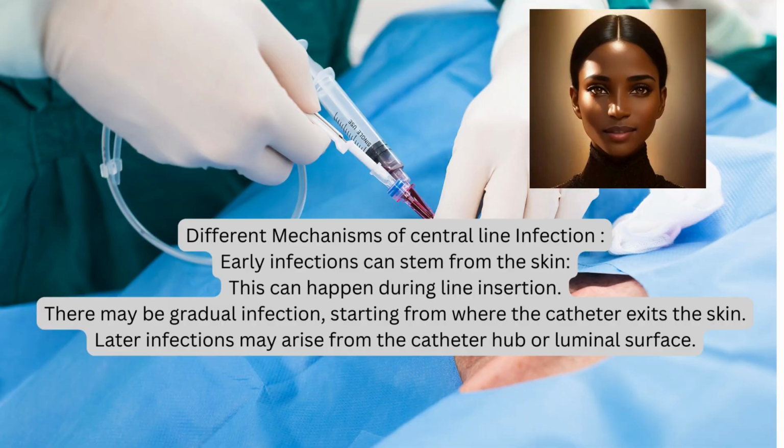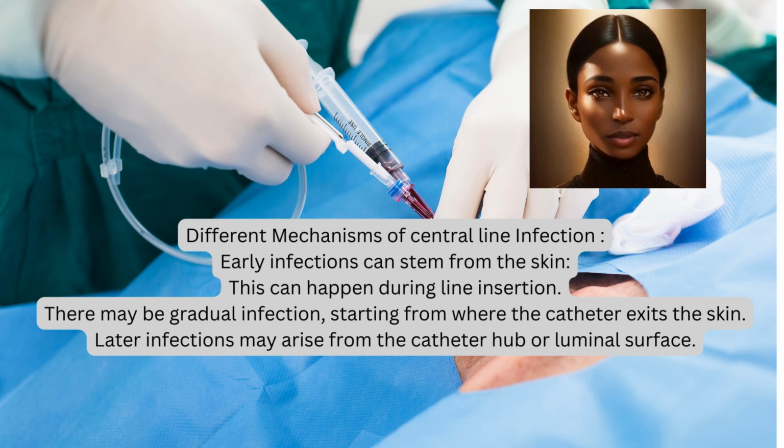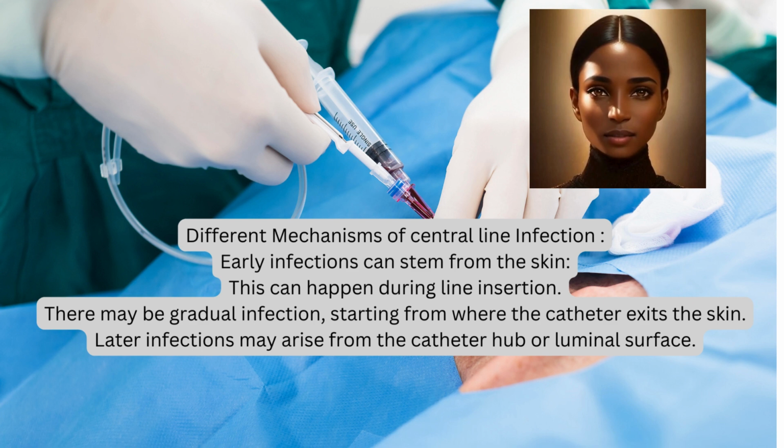Different mechanisms of central line infection. Infections can occur through various means. Early infections can stem from the skin. This can happen during line insertion. There may be gradual infection, starting from where the catheter exits the skin. Later infections may arise from the catheter hub or luminal surface.